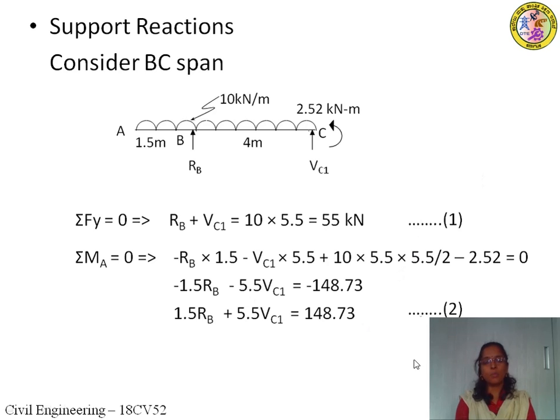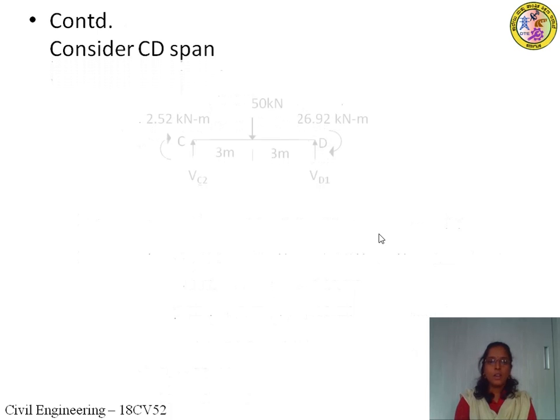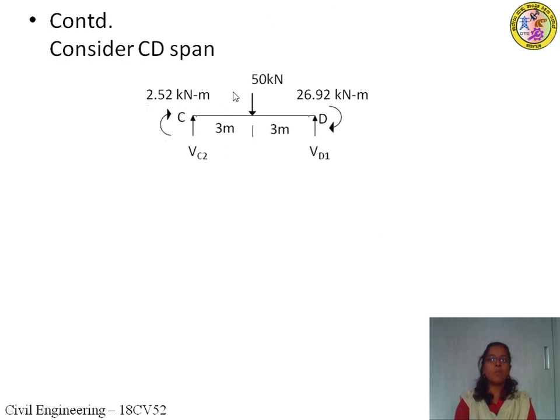So solving these two simultaneous equations, we can obtain Rb as 38.44 kilonewton and Vc1 as 16.56 kilonewton. Okay. Next, let us consider CD member. CD member is subject to a central point load and the end moments are clockwise 2.52 kilonewton meter MCD and MDC is anti-clockwise. So this is also clockwise plus 26.92 kilonewton meter.